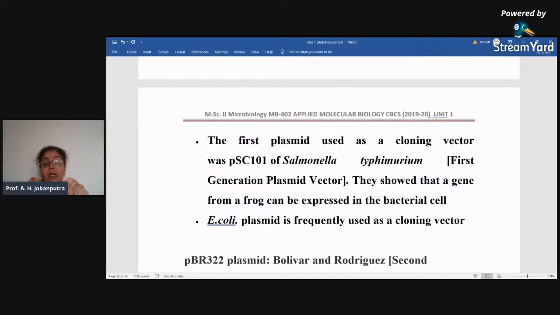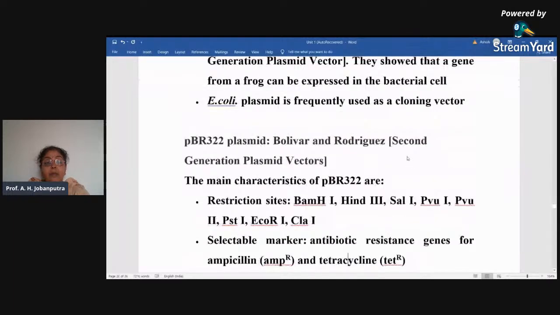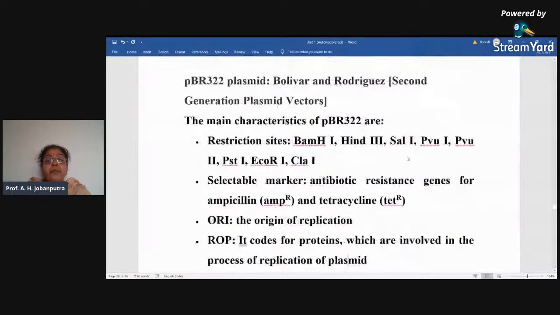Next one is PBR322 plasmid, B for Bolivar, R for Rodriguez. It's a second generation plasmid vector. The main characters, it's a constructed plasmid actually. PBR322 was constructed in the research lab in America by Bolivar and Rodriguez, and hence the name is given to it.